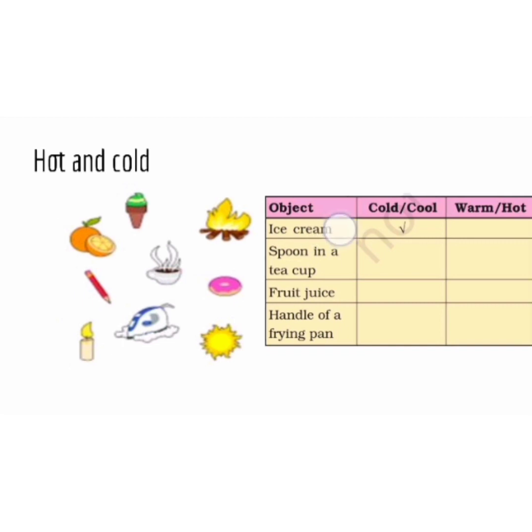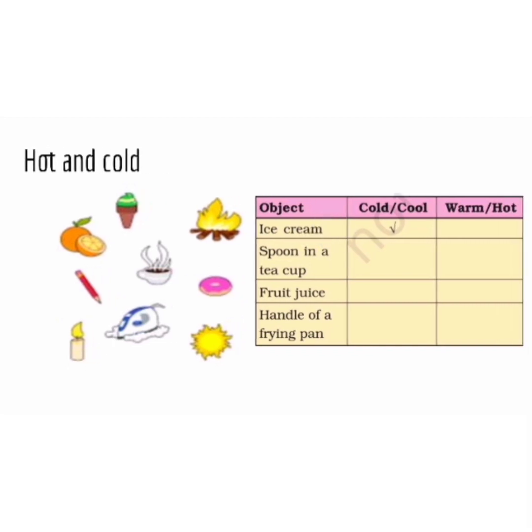Ice cream is cold, right? A spoon in a teacup is warm and hot. And fruit juice is cold or cool. And the handle of a frying pan is hot, right? We see that some objects are cold while some are hot. Some objects are hotter than other objects and some are colder than other objects.